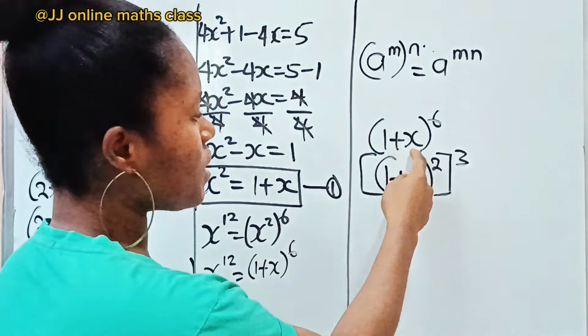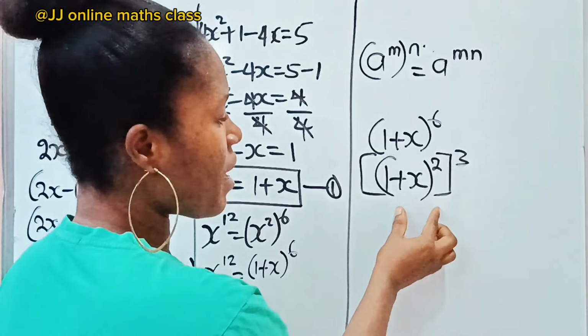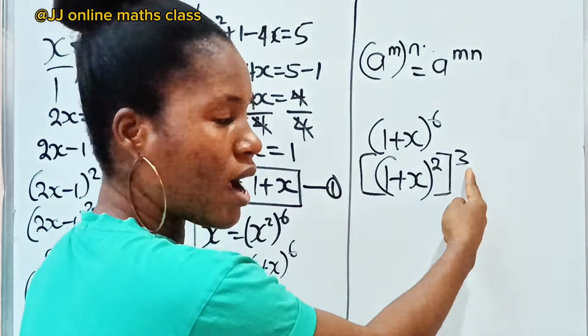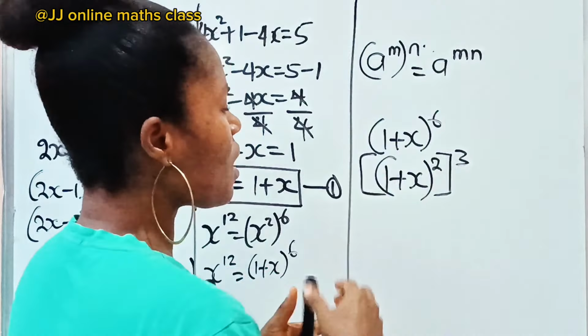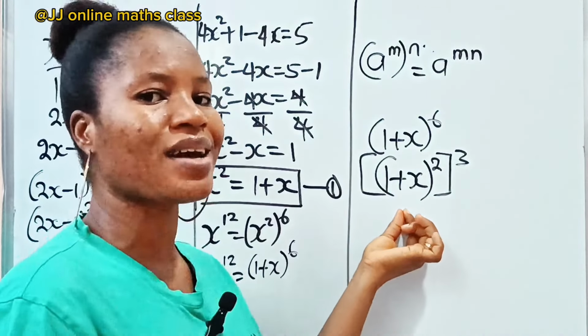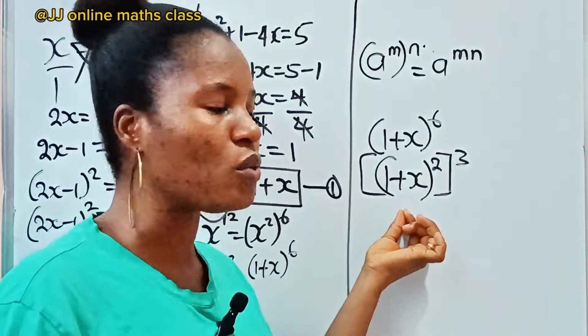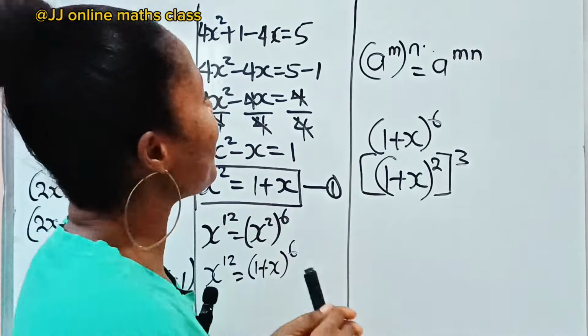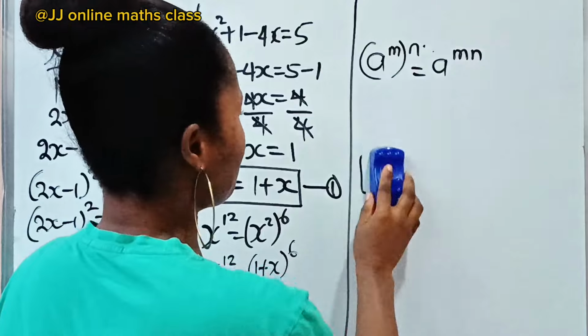Now, this 1 plus x to the power of 6 can be expressed as 1 plus x to the power of 2 to the power of 3, right? Because 2 times 3 will give us 6. Now, if we expand this, we still get x squared as our highest value, and we will keep substituting this till we get our solution. Don't worry, this is very sweet, trust me.